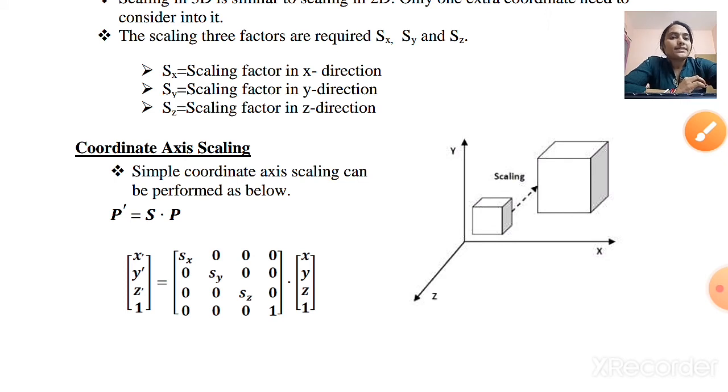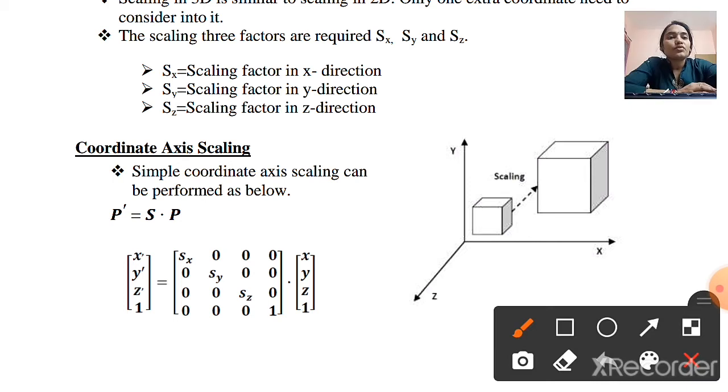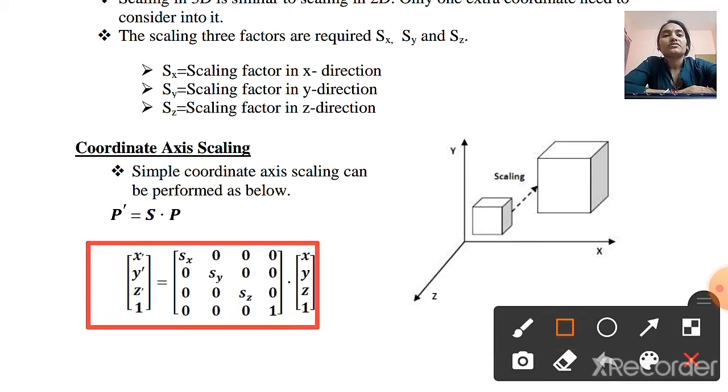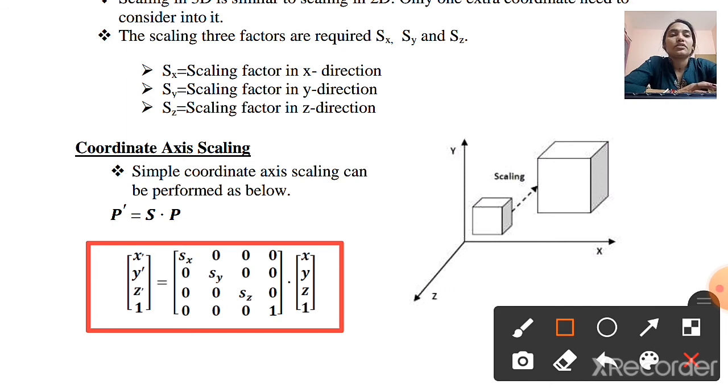Now simple coordinate axis scaling can be performed as P dash equals S dot P. P dash means x dash, y dash, z dash, 1, and P is your x, y, z, 1, and S is your sx 0 0 0, 0 sy 0 0, 0 0 sz 0, 0 0 0 1. So this one is our matrix which we can remember.